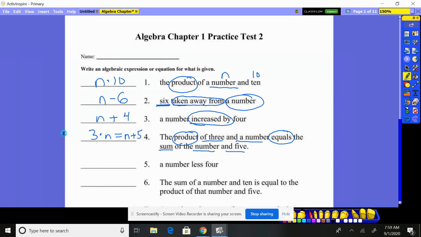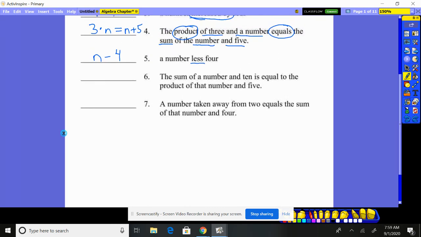Sum meaning addition. A number less. Less just means minus, subtract. A number less or subtract 4. The sum of a number and 10, let's move the screen down a touch. The sum meaning addition of a number and 10. So addition of a number and 10 is equal to the product, multiplication of the number and 5, n times 5.